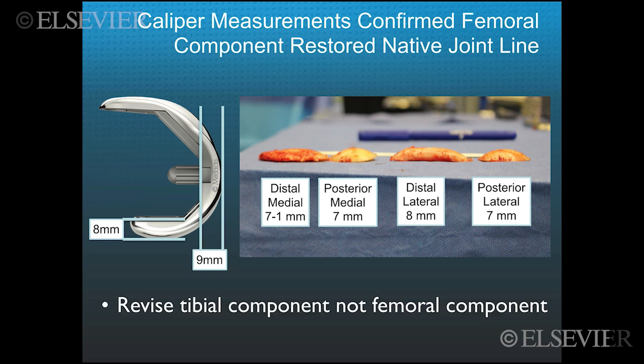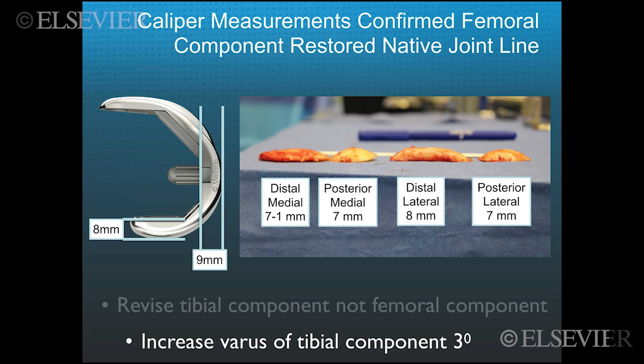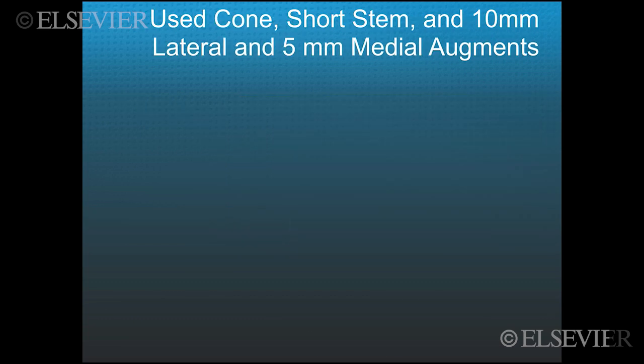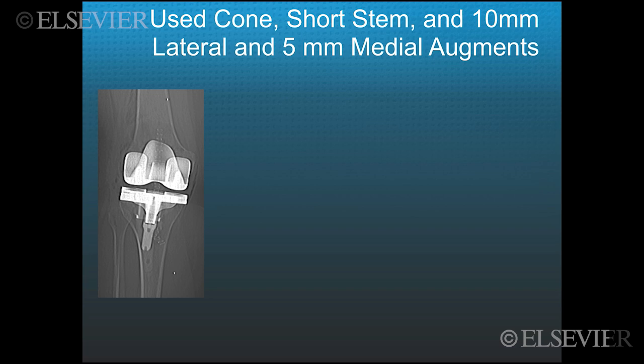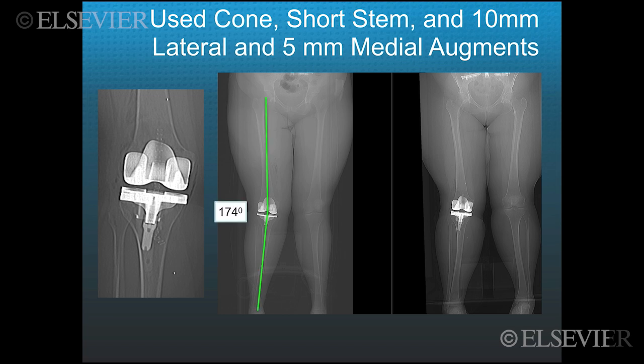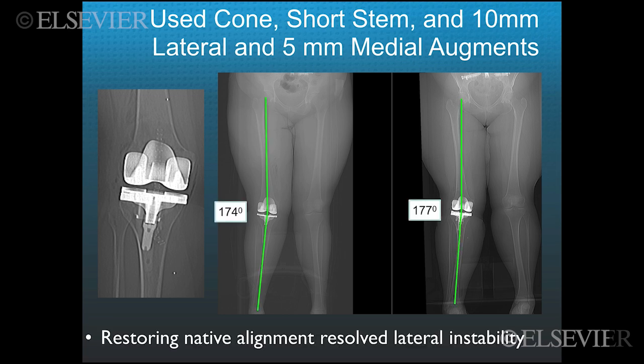much different than back in 2009 with the previous case. So now we have to just revise the tibial component. The femoral component's correct, makes a simple revision, just increase the varus of the tibial component 3 degrees. So we went back in, we used a cone that enabled us to use a short stem in this relatively large woman. We used a 10 millimeter augment laterally and 5 medially, so we got into smaller plastic, giving us room to move if she were to get a little loose later on. That's how she was after the index procedure at 174, and now she's 177.